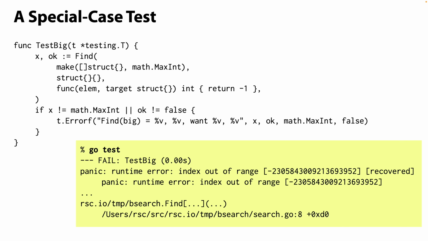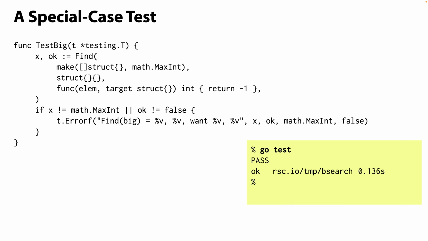We can make a slice of empty structs, which takes up no memory, no matter how long it is. So then this test calls find on a slice of maxint empty structs, looking for an empty struct as a target, but then it passes in a comparison function that always returns -1, claiming that the slice element is less than the target. This will make binary search investigate larger and larger indexes into the slice, which is how we can reach the overflow. So if we revert our fix and run this test, sure enough, the test fails. And with our fix, the test passes. So now the bug is fixed.